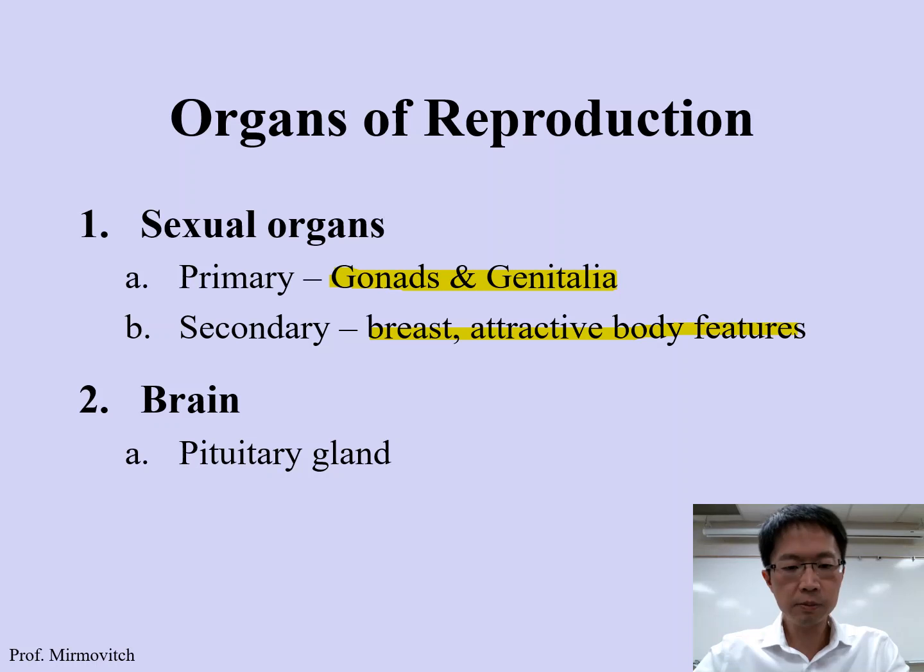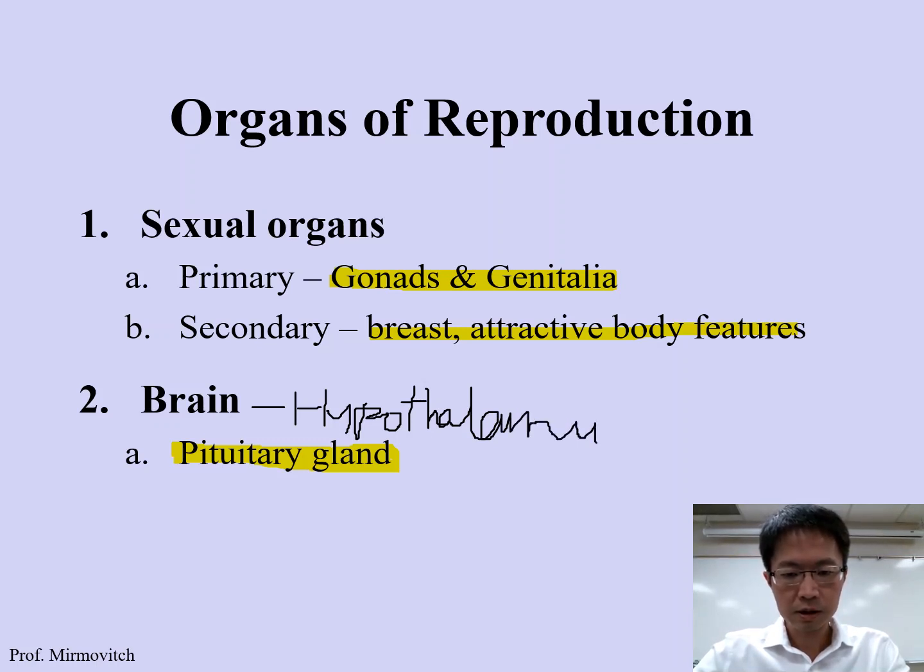And then for the brain, we have the pituitary gland. Let's put it this way. Our brain has something called the hypothalamus. Hypo means under or below. Thalamus is another structure in the brain. So hypothalamus means that this structure of the brain is under the thalamus, so we call it hypothalamus.